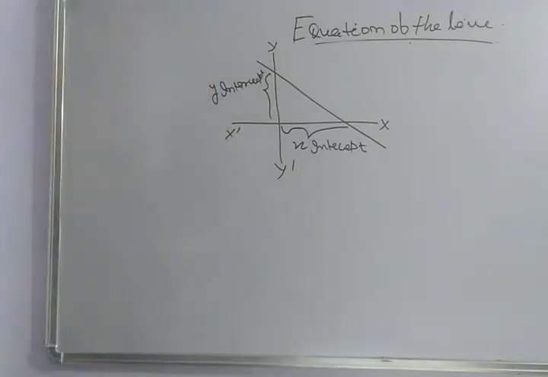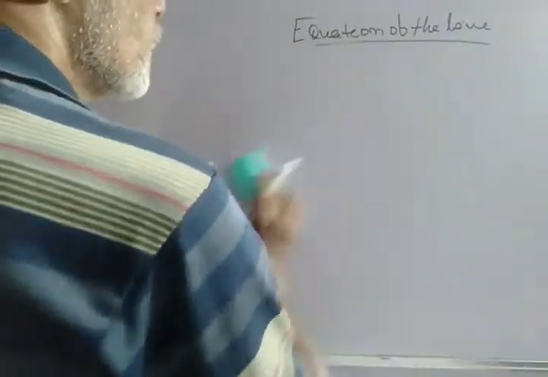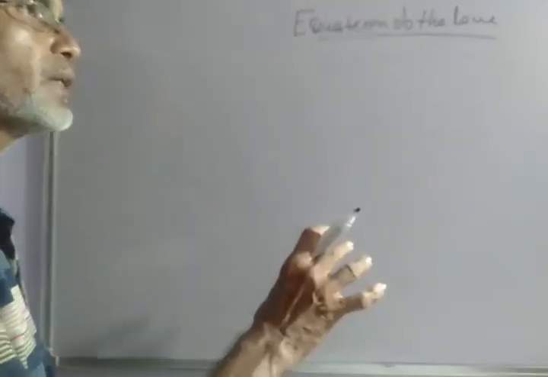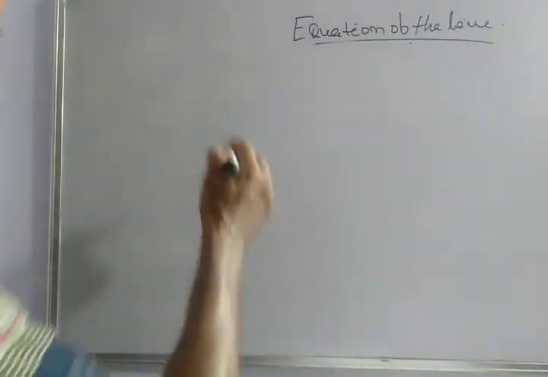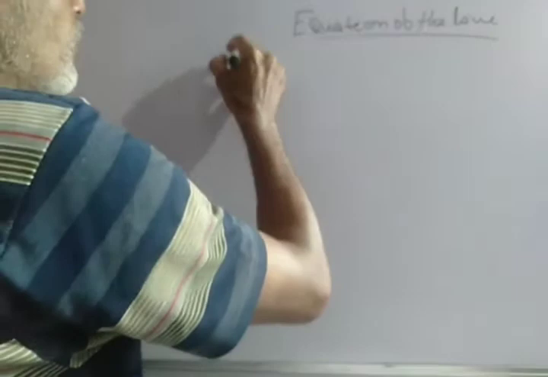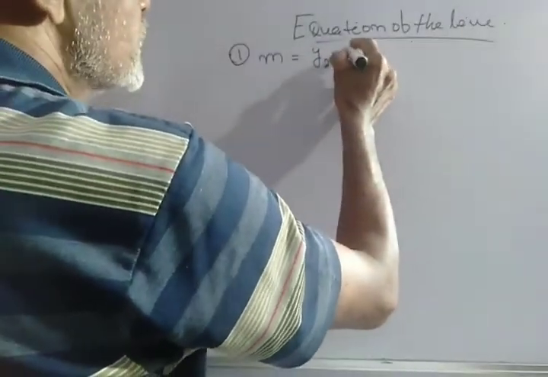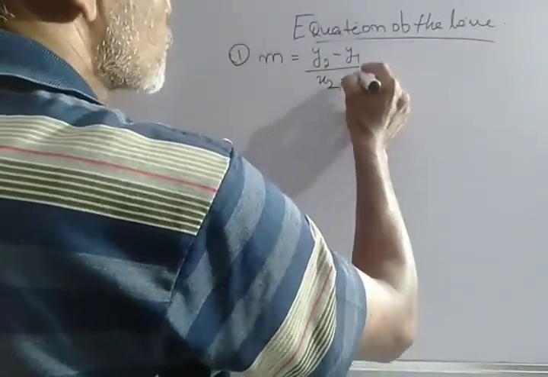Now we will move to some important formulas for the equation of the line. In a problem, something will be given, and then only we can find the equation of the line. Number one is to find the slope: m is equal to y2 minus y1 by x2 minus x1.